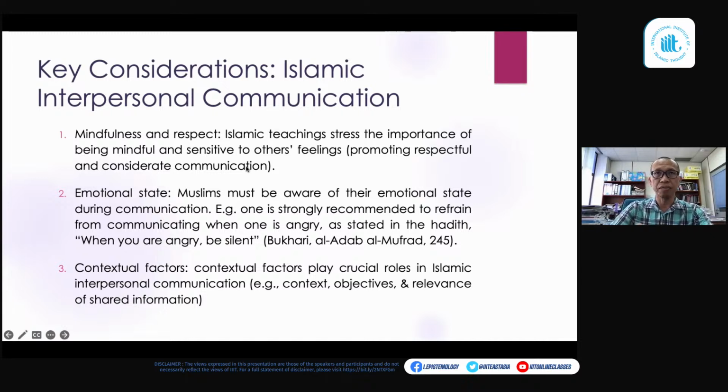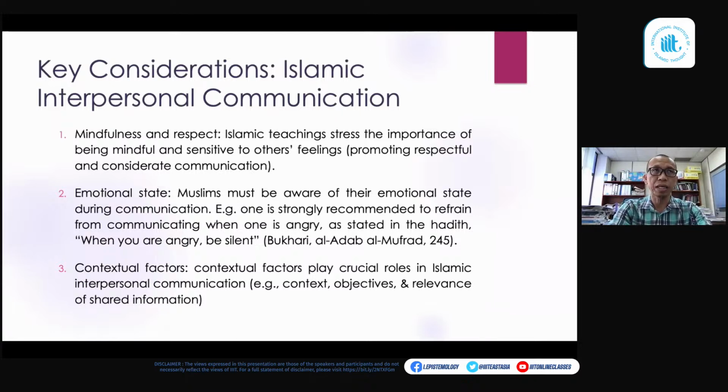You don't see yourself as better than the other person in that interaction. And then of course, emotional state. Muslims must be aware of the emotional state during communication. Are you happy? Are you okay? Are you not okay? Are you angry? What is your current feeling when you interact with someone?